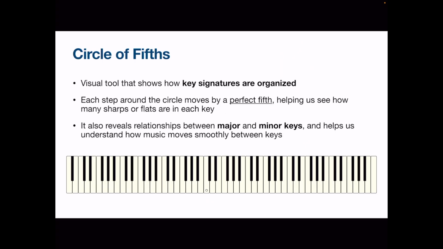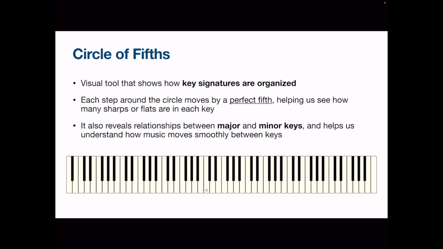So circle of fifths is a visual tool that shows how key signatures are organized. Each step around the circle moves by a perfect fifth, and it helps us to see how many sharps or flats are in each key. It also reveals relationships between major and minor keys and helps us understand how music moves smoothly between keys.